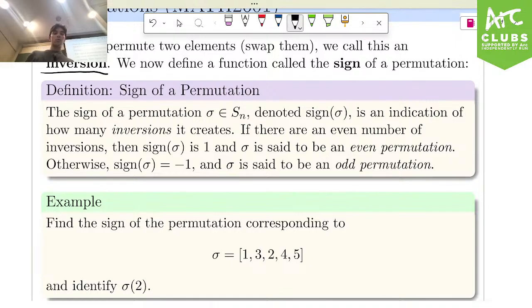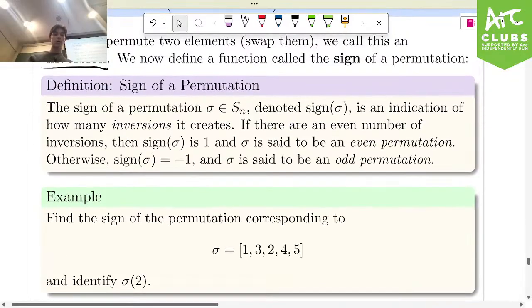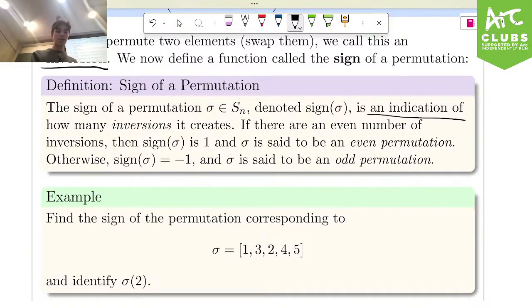We now define a function called the sign of the permutation, right? Which is essentially defined through the number of inversions you need to perform to reach that permutation. It's, like it says here, an indication of how many inversions it creates. If there are an even number of inversions, the sign is 1, and sigma is said to be an even permutation. Otherwise, the sign is -1, and sigma is said to be an odd permutation.